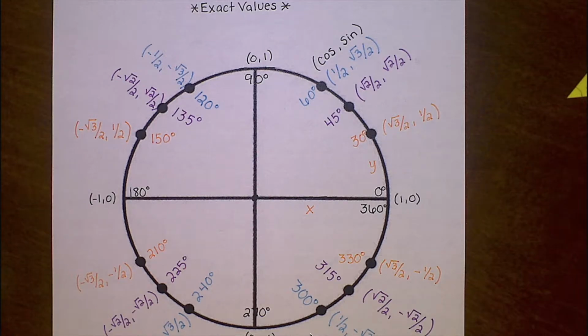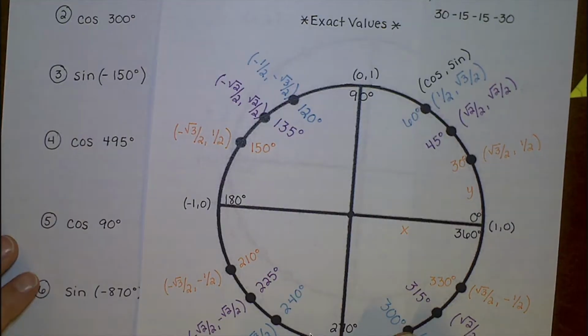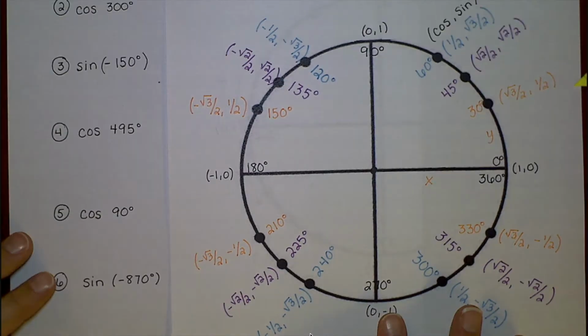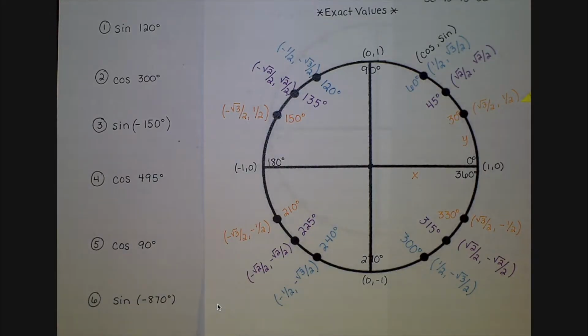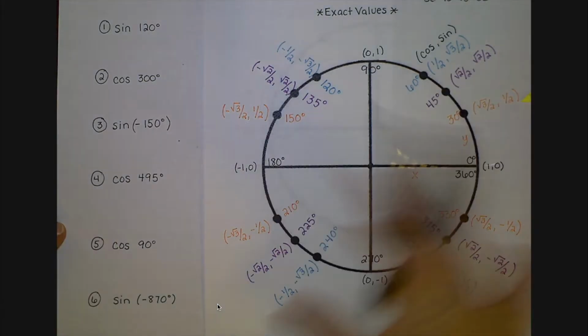So let's try some example problems using this unit circle. I've written down just a few, and you may want to write these down someplace too in your notes, but we're going to give these problems a try using our unit circle. Eventually you're going to want to get to the point where you can do this with a blank unit circle in front of you.